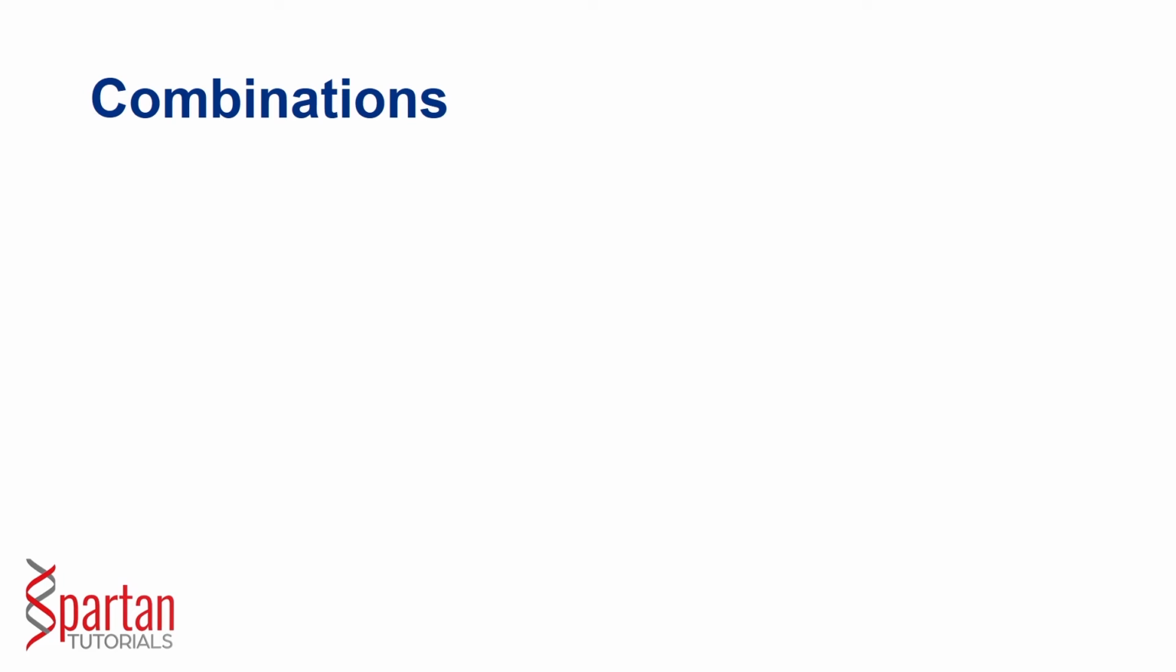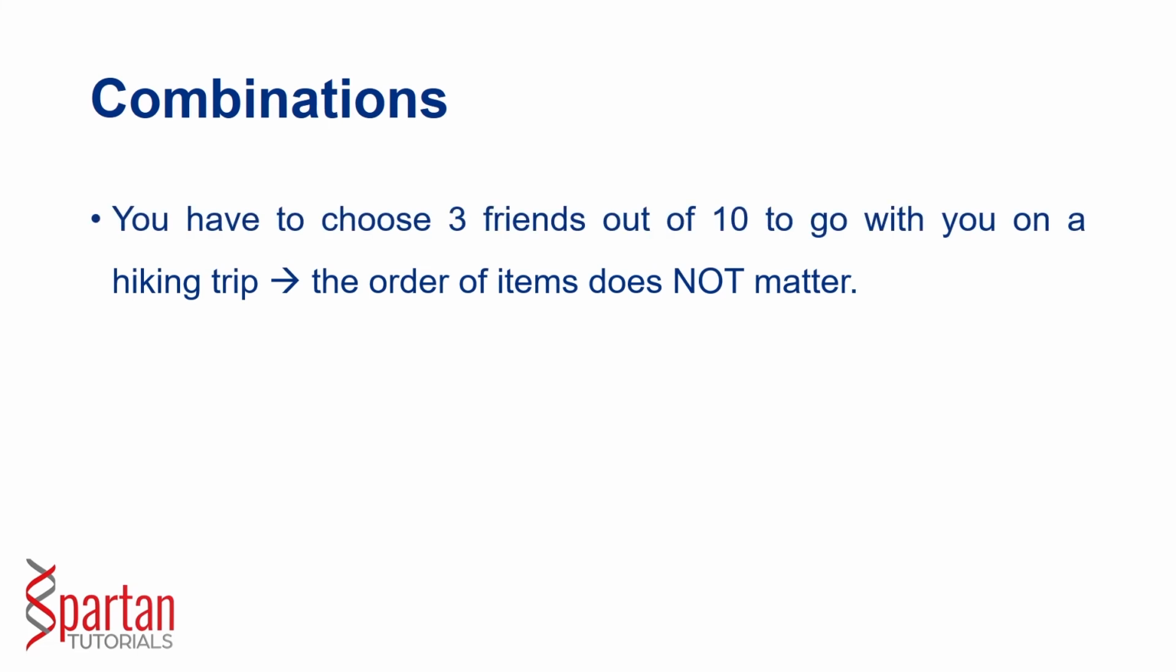Okay, moving on to the next topic. After looking at permutations, now let's look at combinations. So here is an example of combinations. You have to choose 3 friends out of 10 to go with you on a hiking trip. Now clearly the order of friends or items does not matter. No matter if you choose friend number 1, 2 or 3, and no matter in which order you choose them, 2, 1 and 3 or 3, 1 and 2, they are basically the same set of 3 friends. So in combinations, the order does not matter, whereas in permutations, the order matters.